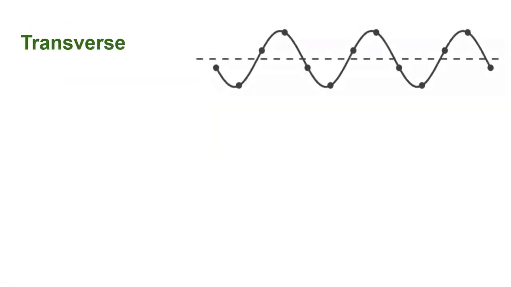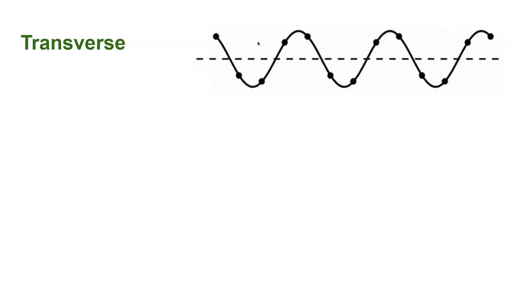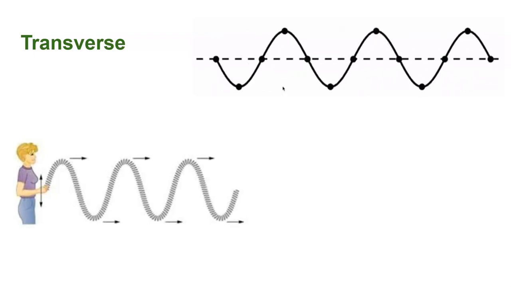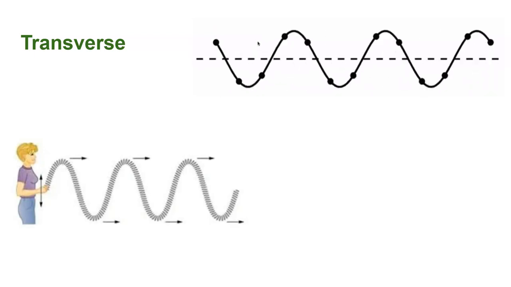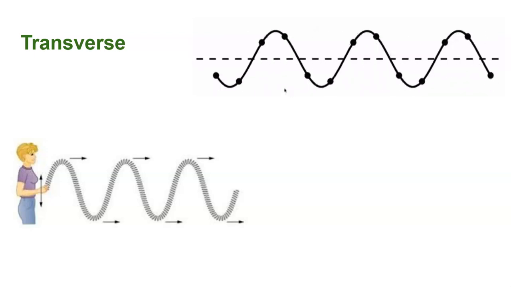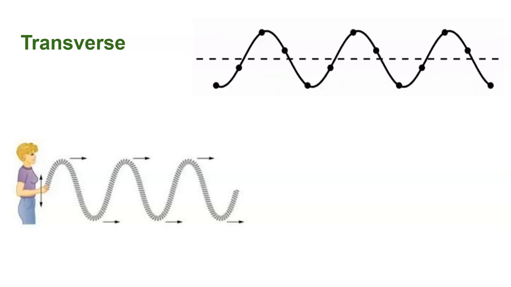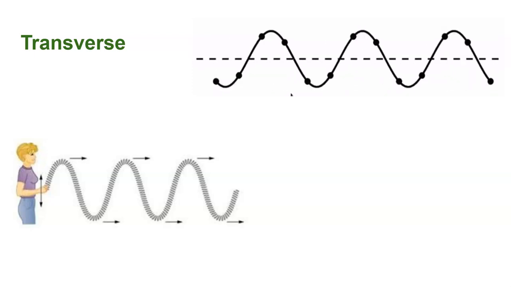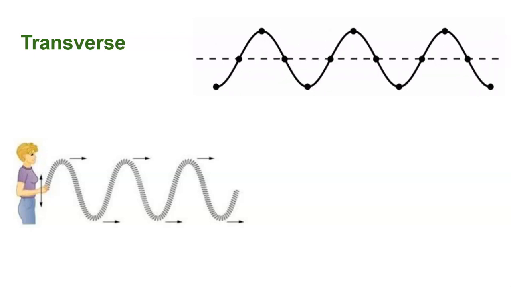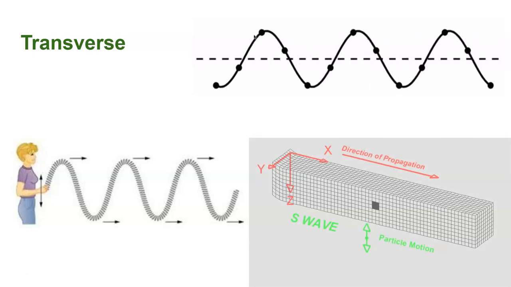Transverse waves, on the other hand, look a little bit different. We represent them as sine waves. An example would be this person with a slinky. As they move the slinky up and down, the slinky will create that sine wave pattern. The displacement, the particles, are going up and down, but the propagation of the wave is to the right. So they are perpendicular to each other. That's an important feature.